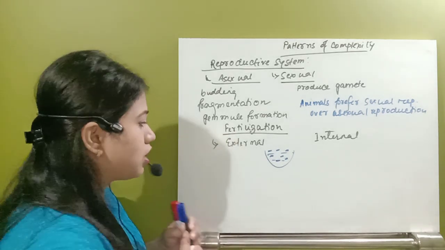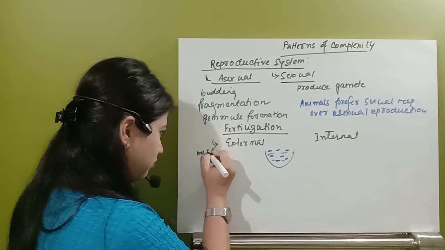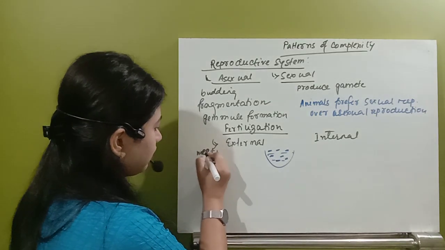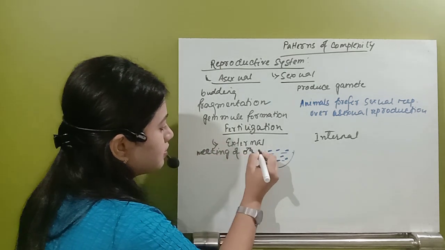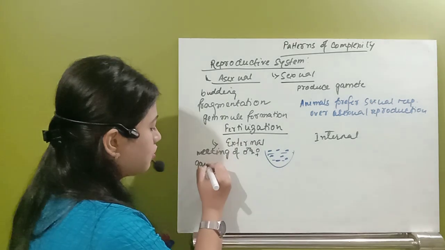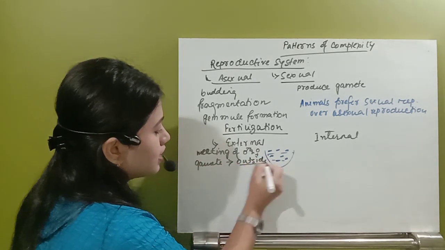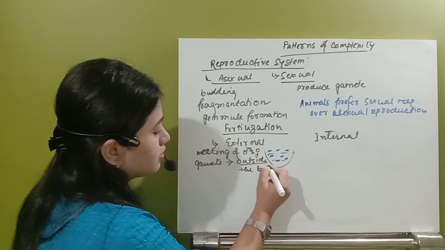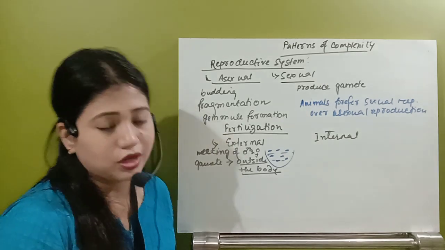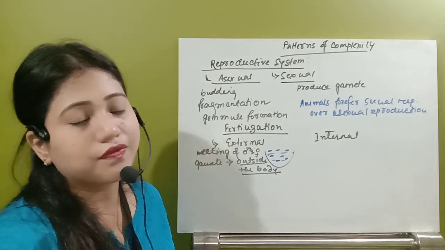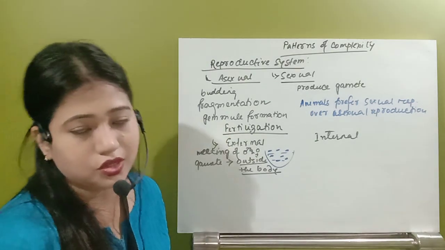So see, external means meeting of male and female gamete occurs outside the body. Outside the body, remember, it is important, that type of fertilization is known as external fertilization. Basically, in case of aquatic organisms like fishes, they will perform external fertilization.